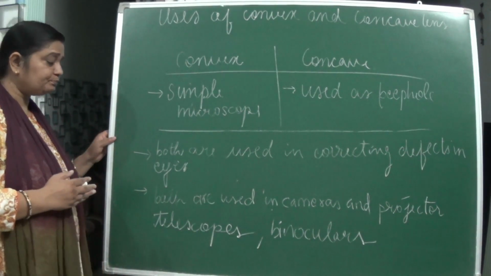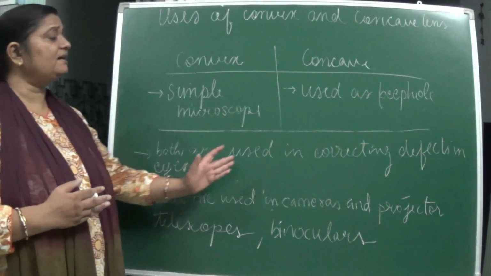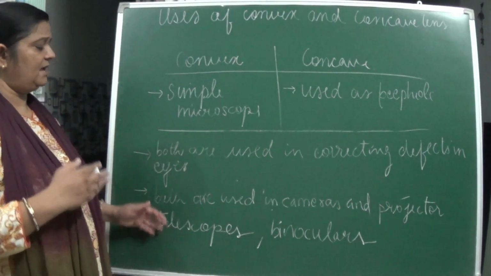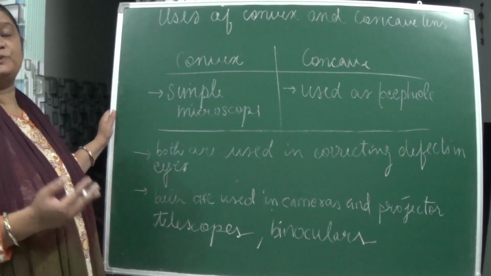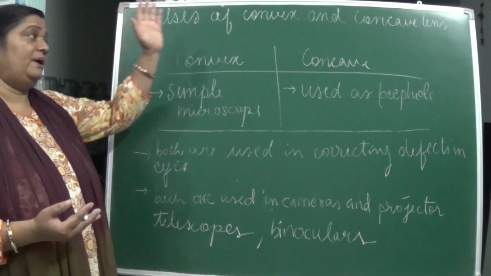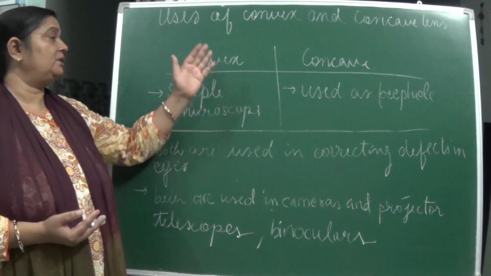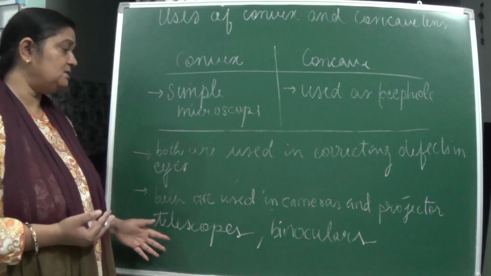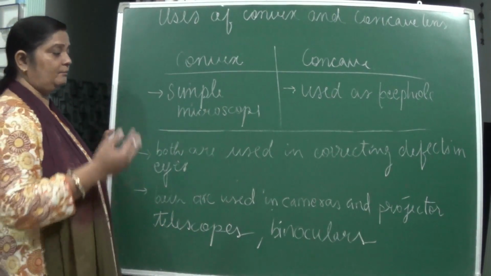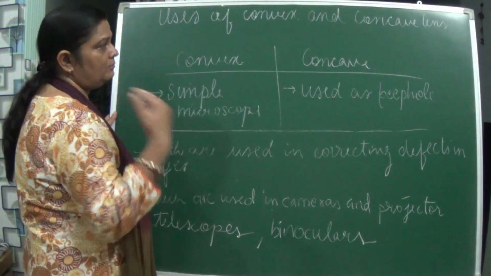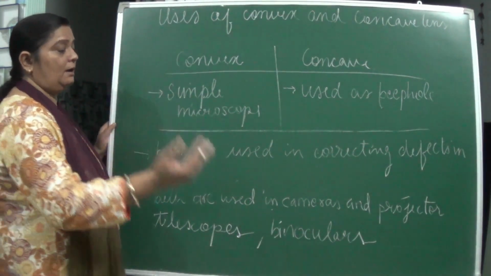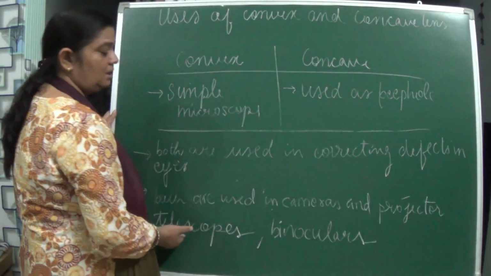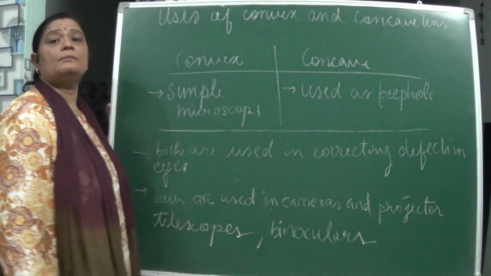Both are also used in cameras and projectors, as well as telescopes and binoculars. These depend upon the objects. We can use the convex and concave lens to form the images in cameras, projectors, telescopes or binoculars.